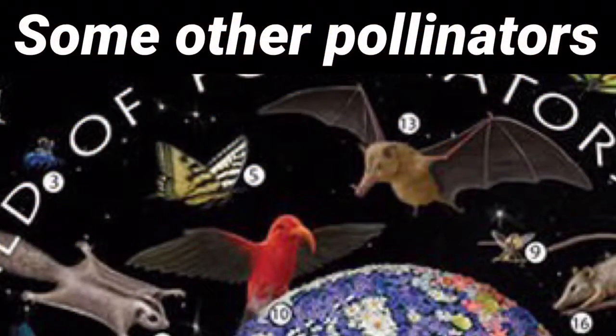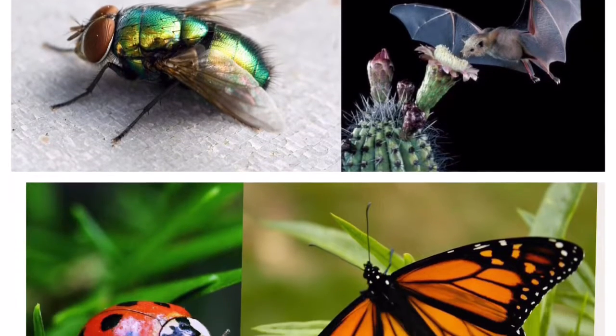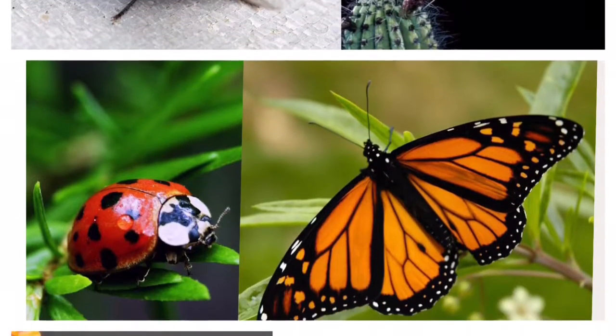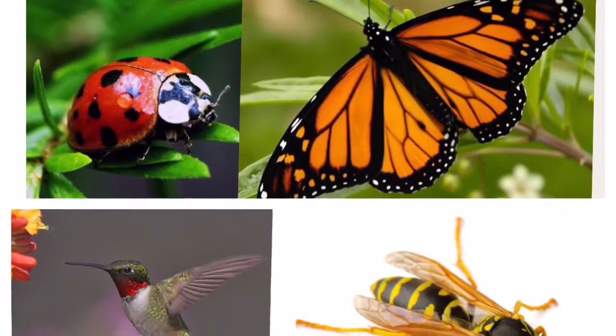Other pollinators are butterflies, ladybugs, hummingbirds, wasps, sunbirds, bats, and fireflies.